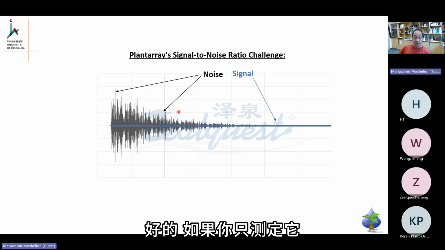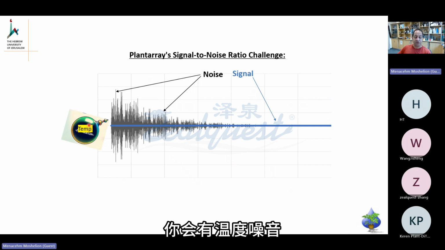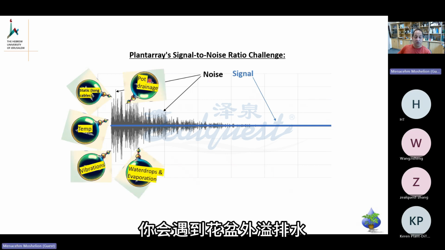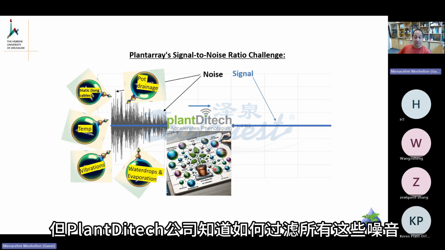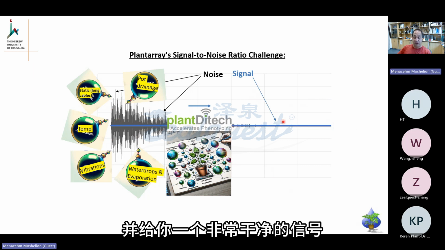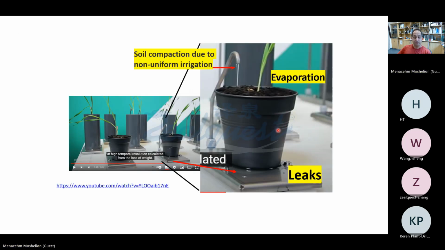noise. Okay, if you just measure it with a simple system like a simple lysimeter, you're going to have temperature noises, you're going to have static noises, you're going to have vibration noises, you're going to have drainage from the pot, you're going to have evaporation. All of these are noises, but the Plant-Ditech technology knows how to filter all these noises and give you a very clean signal. Okay, we call it high signal to noise ratio.